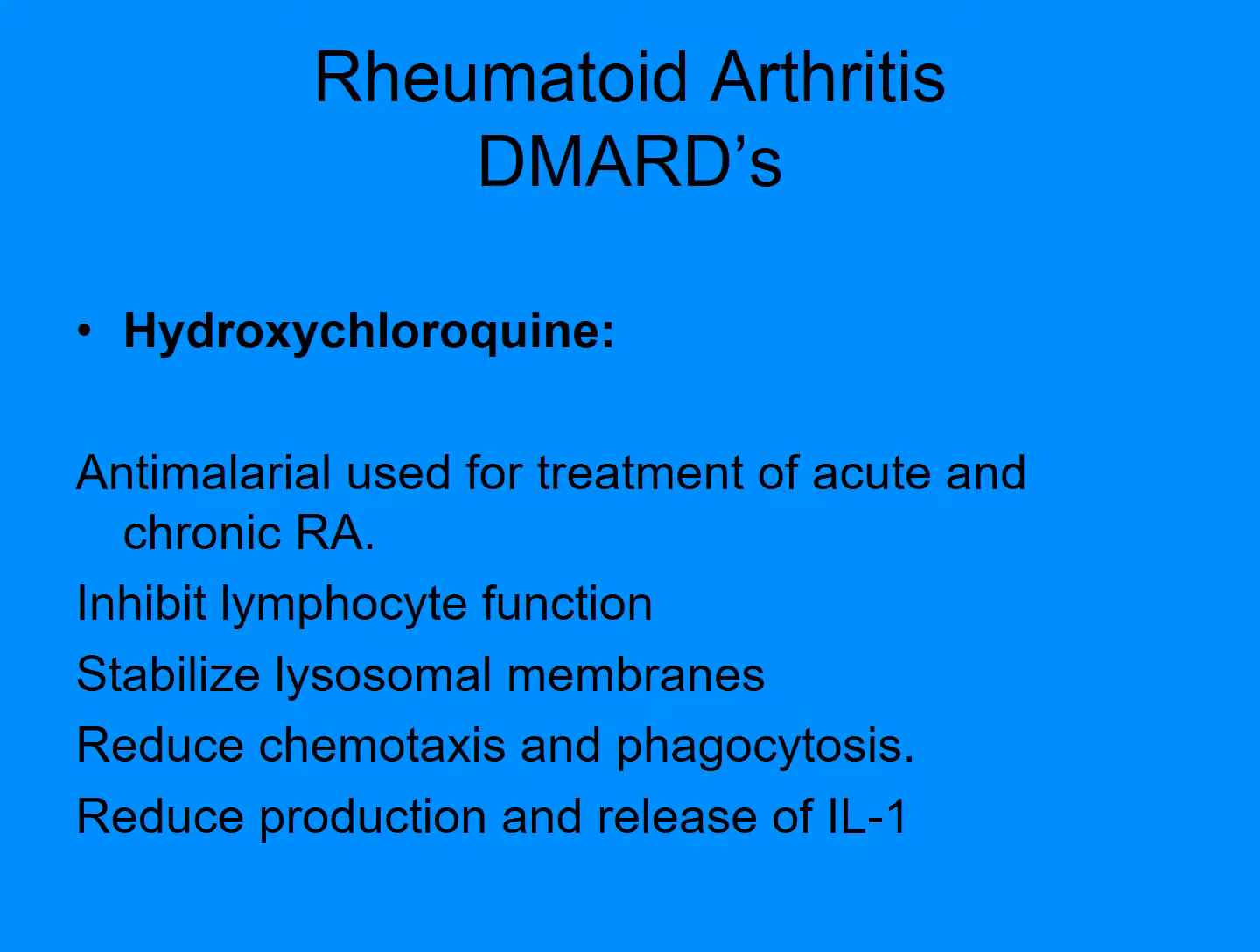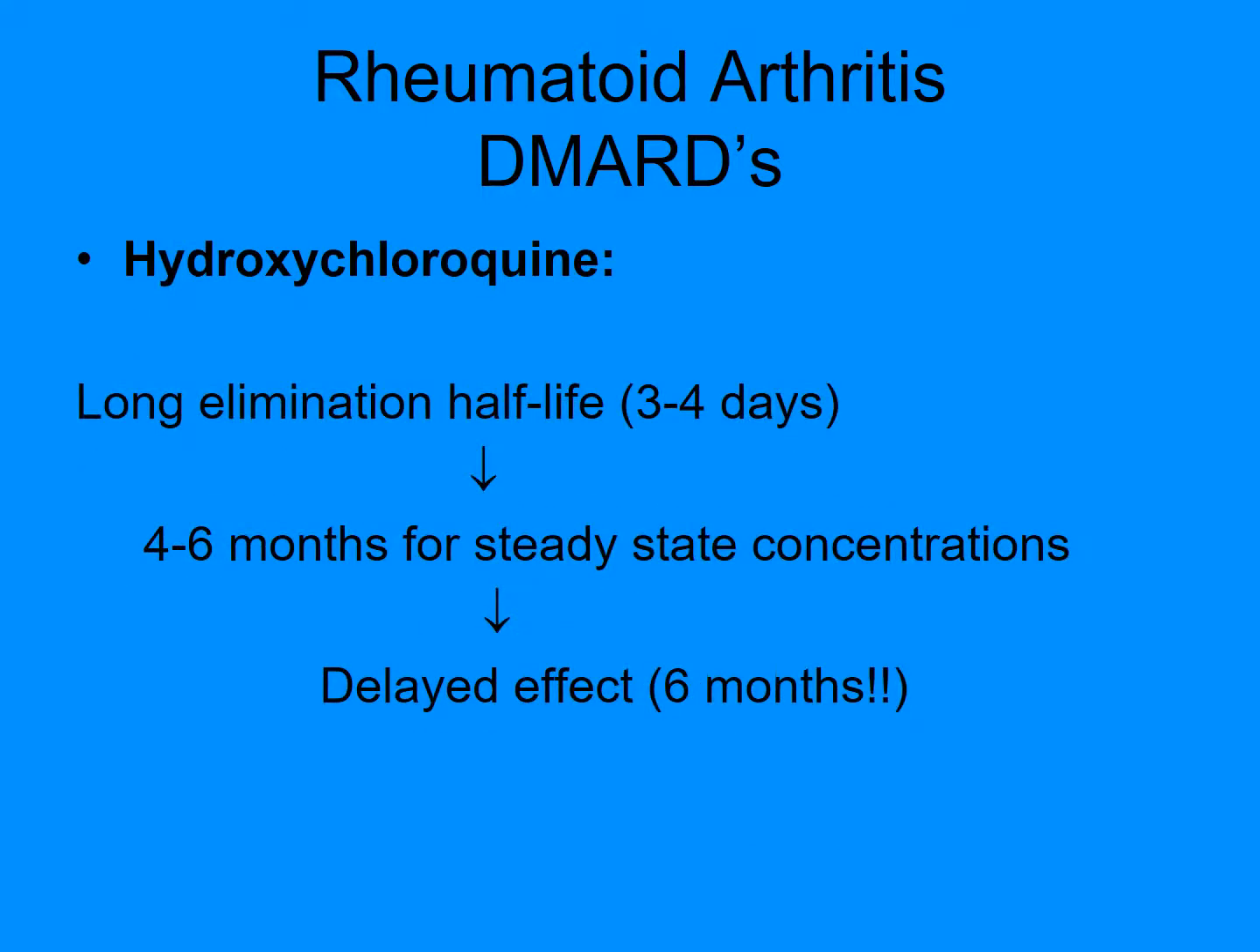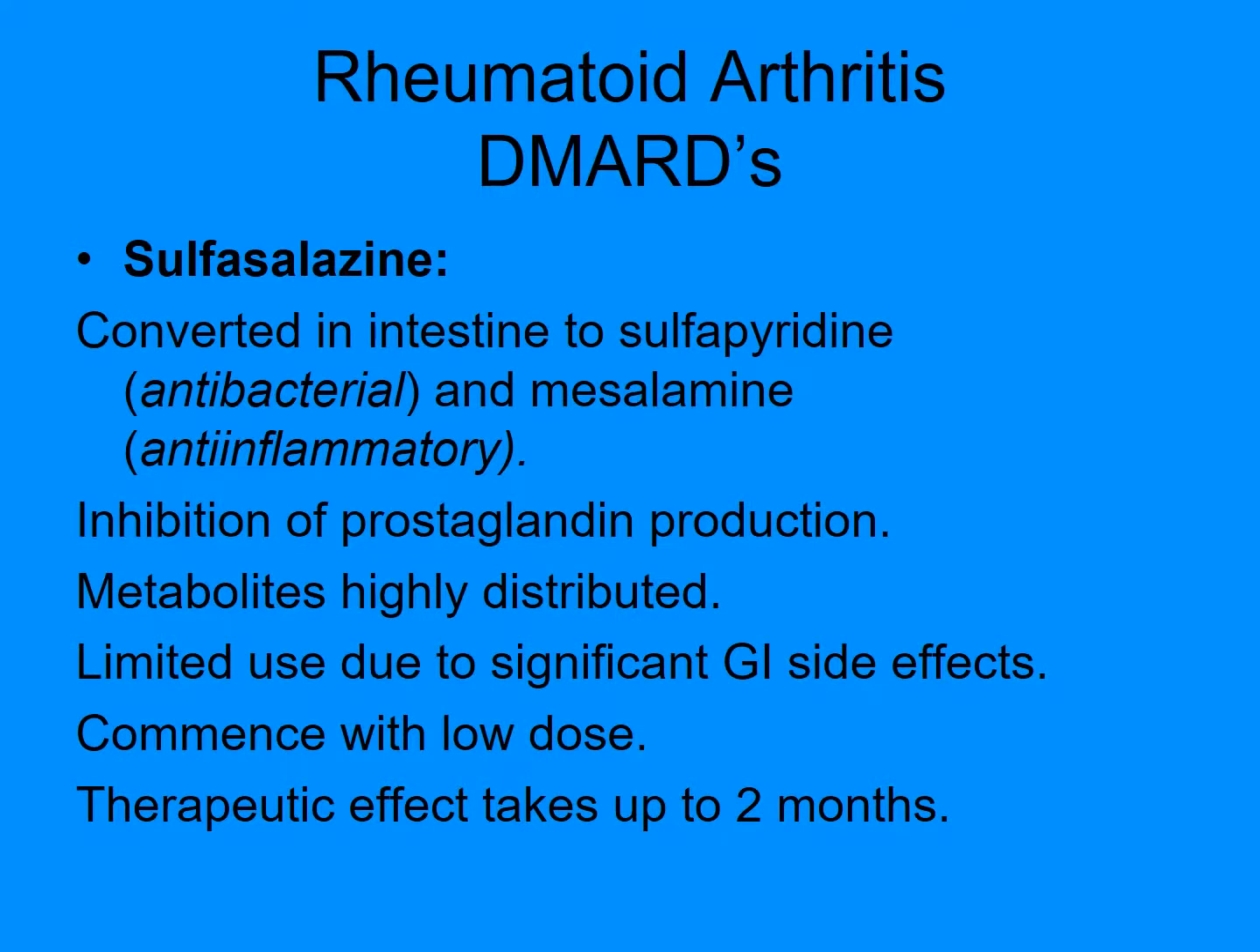It is very seldom used, only in moderate cases, and it basically to a certain degree inhibits lymphocyte function and will stabilize lysosomal membranes, reduce chemotaxis and phagocytosis, and reduce the production and release of interleukin-1, but it is very slow acting, has low efficacy. The problem is that it has a long elimination half-life, takes 6 months to reach steady state concentrations, and this is what causes such a delayed effect.